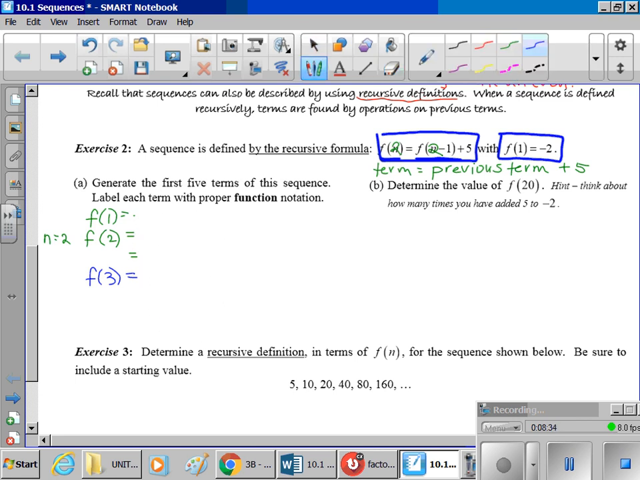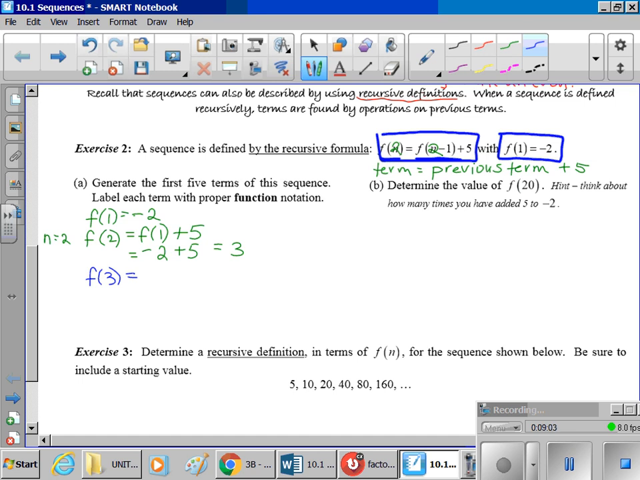It's f of 2 plus 5. So f of 1 is equal to negative 2. F of 2 is equal to f of 1 plus 5. I'm sorry, you were probably getting so confused as to what I was doing. So it's negative 2 plus 5, so my answer is positive 3. All right, so negative 2 plus 5, positive 3.